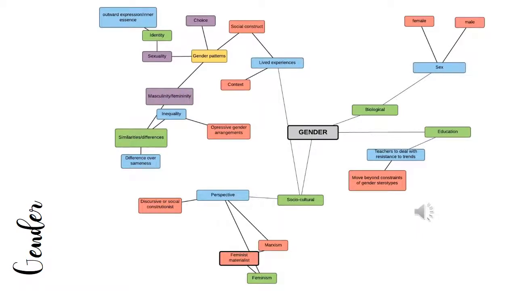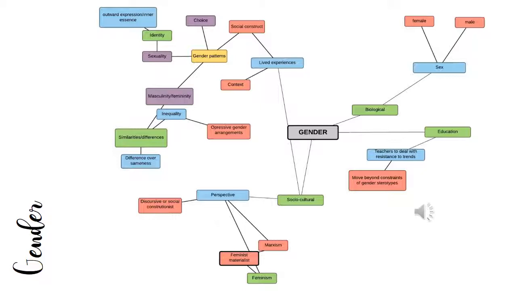Firstly, we understand gender from its biological standpoint of sex, that is, the physicality of either male or female. Then from its socio-cultural standpoint, gender through its social context as a lived experience. This perspective is strengthened through feminist materialist views like feminism and Marxism. As we delve a little deeper, we understand gender as a social construct from gender patterns through choice and sexuality. Ideas of femininity and masculinity expose both the similarities and differences and give rise to inequalities which opt for difference over sameness. Choice and sexuality form identity and gender and display an outward expression of a person's most inner essence.